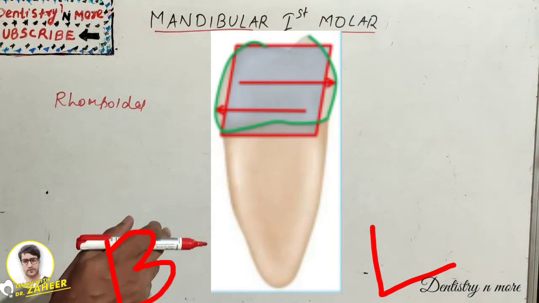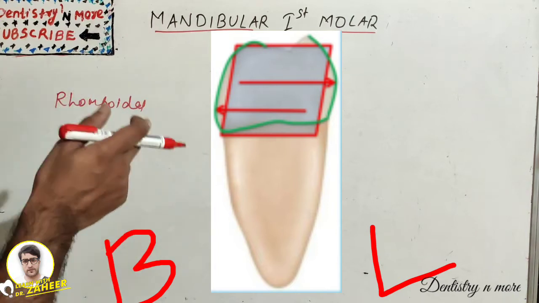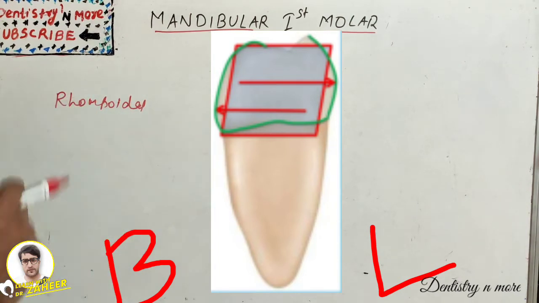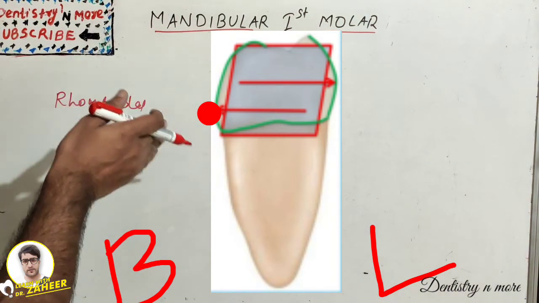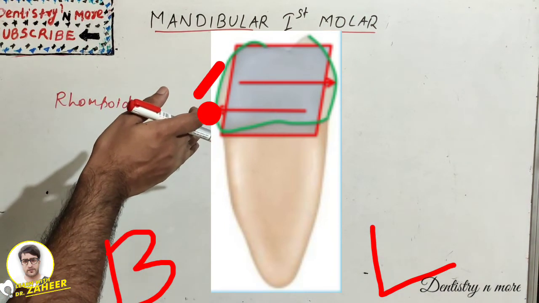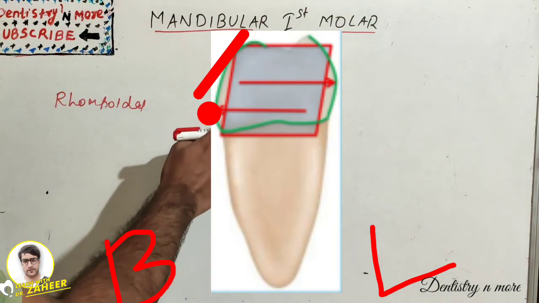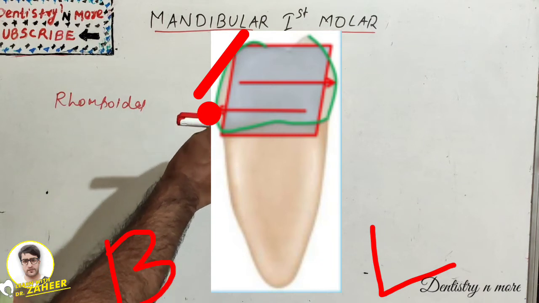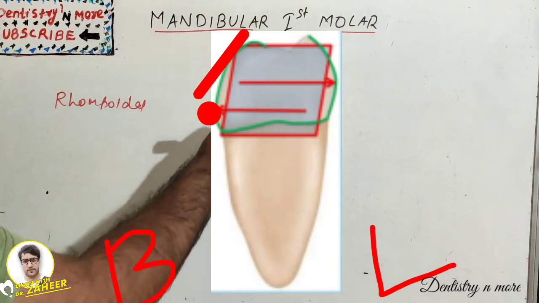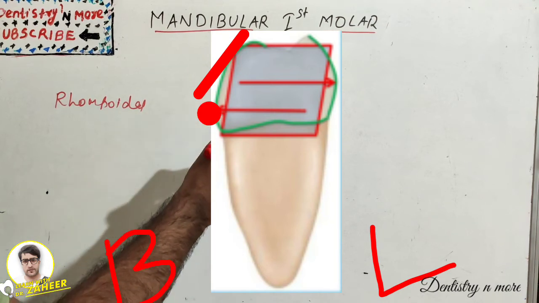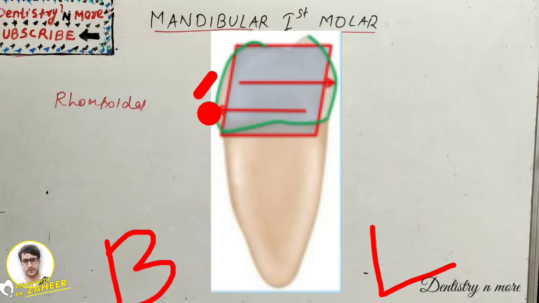The buccal outline of the crown is convex at the junction of the cervical and middle third, that is the buccal cervical ridge. Then the outline straightens to form the buccal cusp tip. So you can see the buccal outline of the crown is convex at the junction of the cervical and middle third. Then the outline straightens to the buccal cusp tip.